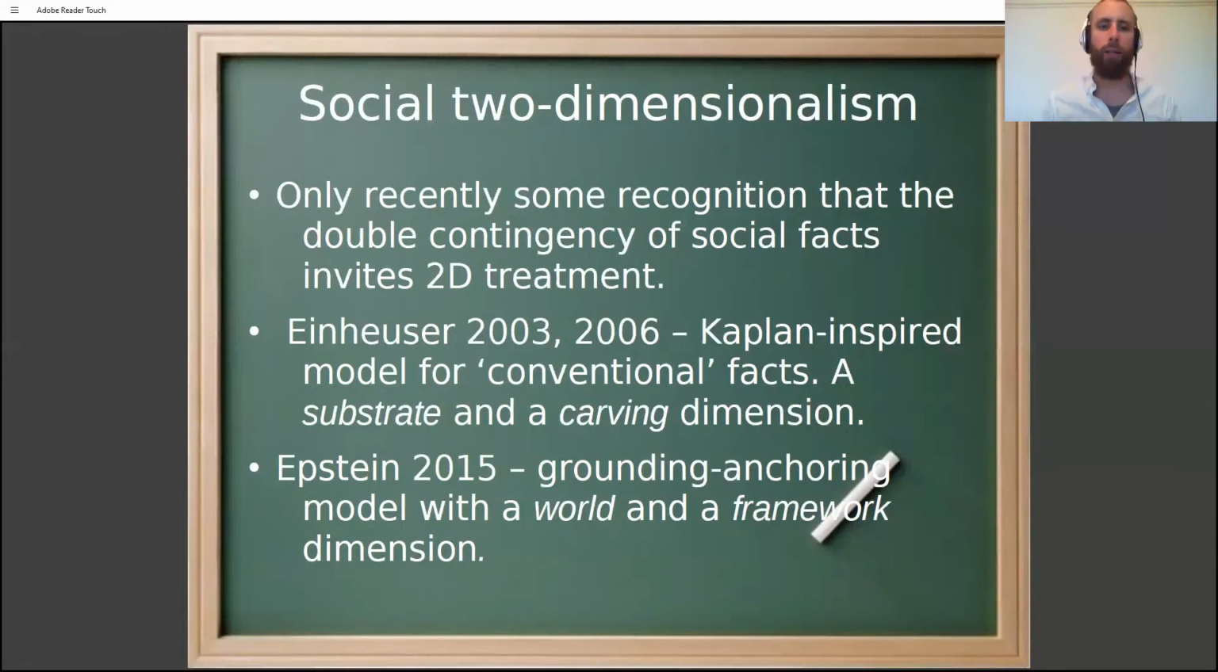The most explicit recognition of the applicability of two-dimensionalism to social ontology, though even here it remains relatively backgrounded, is in Brian Epstein's work. For him, one variable in the determination of social facts is what possible world we're in. The other is the operative framework, which determines how that world grounds social facts.